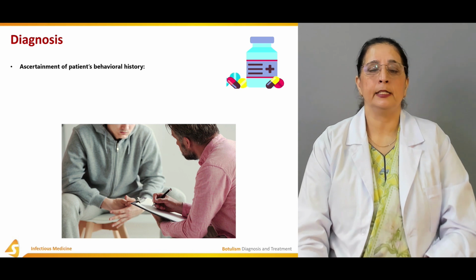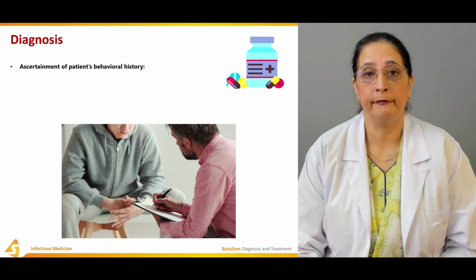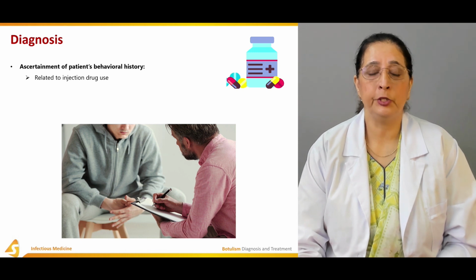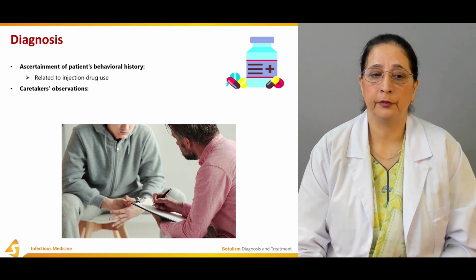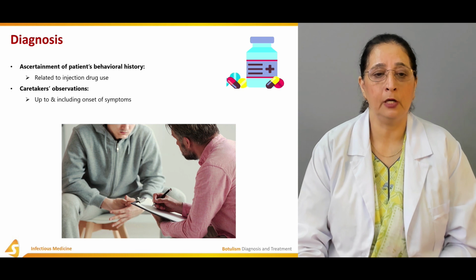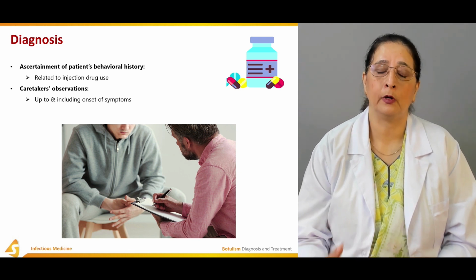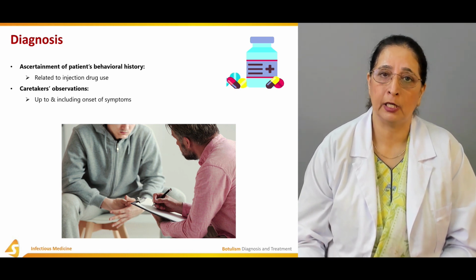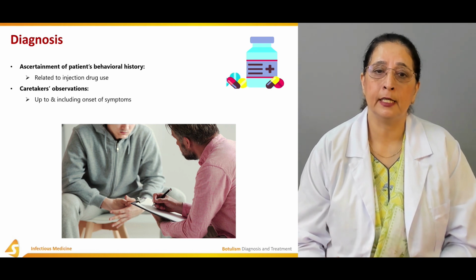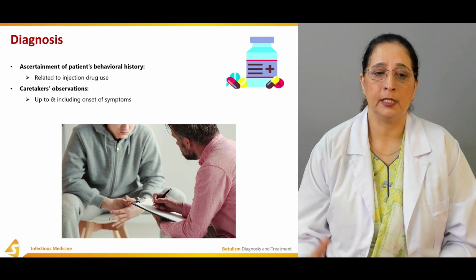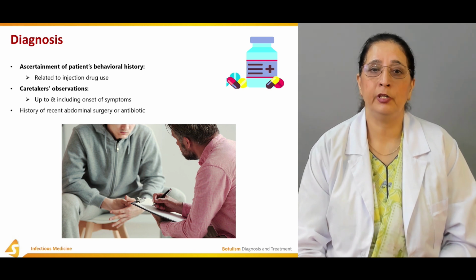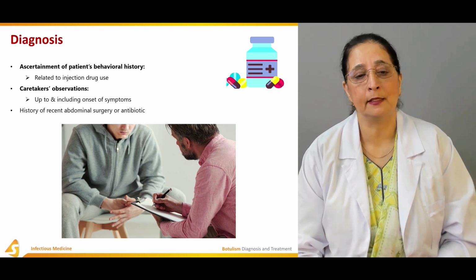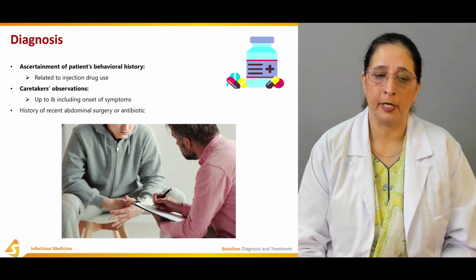Ascertainment of a patient's behavioral history related to injection drug use. Caretaker's observation up to and including onset of symptoms. So it's important that we know if the patient used injections for drugs, or if there is any caretaker, what their observation is as far as the onset of the symptoms is concerned. History of recent abdominal surgery or antibiotic use.